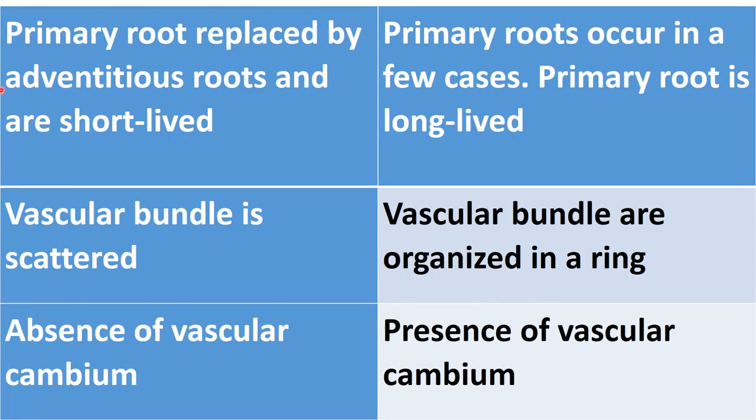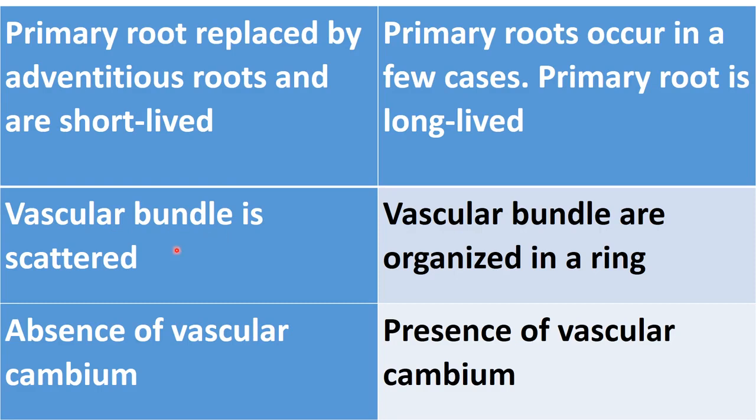Now the next difference is about the root. Primary root is replaced by adventitious roots, and these are short-lived. So in case of monocots, adventitious type of roots are found. I hope you know about the types of root, adventitious and taproot system. In the adventitious root system, the primary root is replaced by adventitious roots, means here different roots arise from a single point, and these are short-lived. And in case of dicots, the primary root is long-lived, and a taproot system is found here.